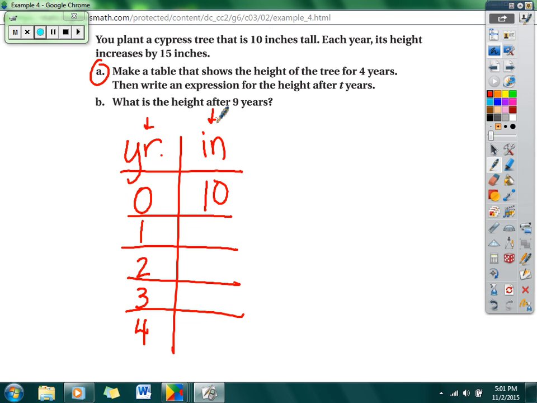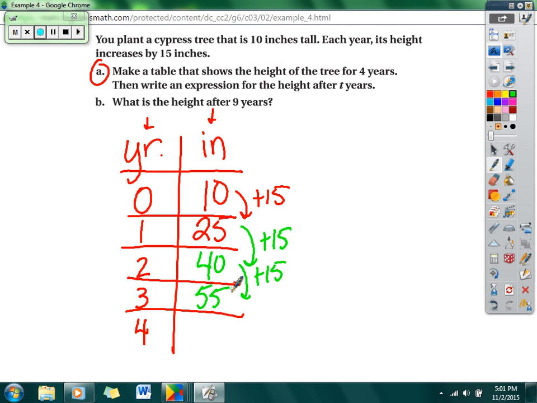So I have to take 10, add 15, and I get 25. Then I know the next year I'm going to increase by another 15 inches. So I have to take 25, add 15, and I'm going to get 40. I add 15 again, I'm going to get 55, and I add 15 one more time, and I'm going to get 70. So after 4 years, this cypress tree will be 70 inches tall. Okay?